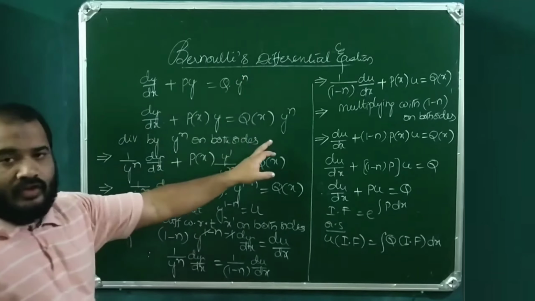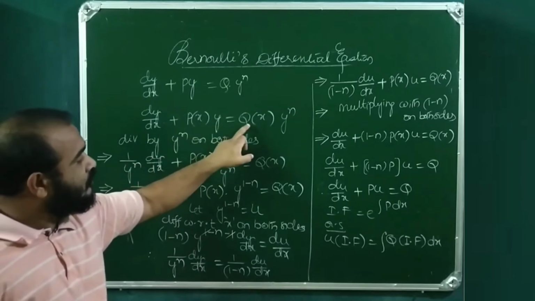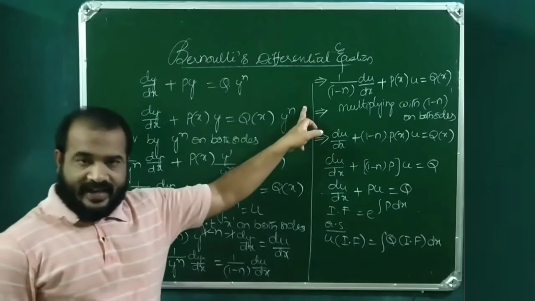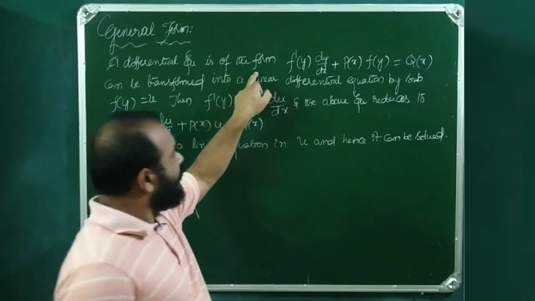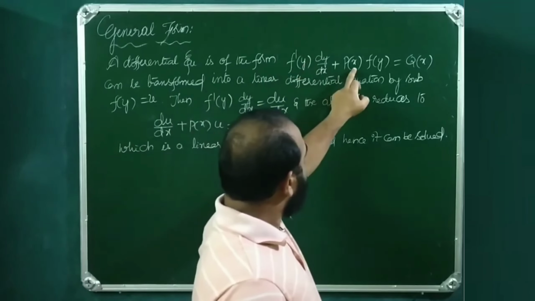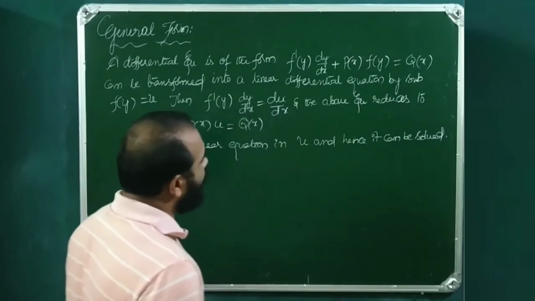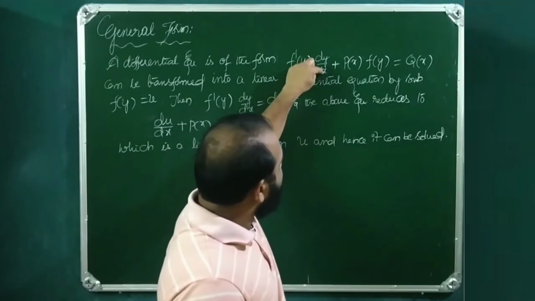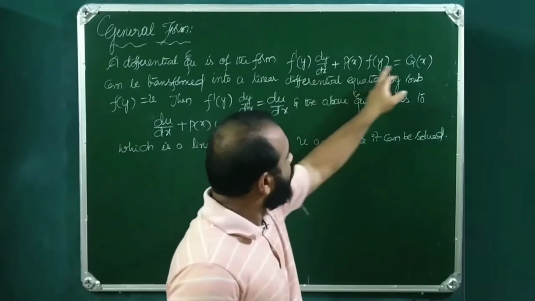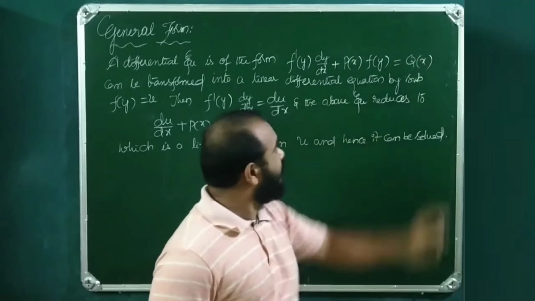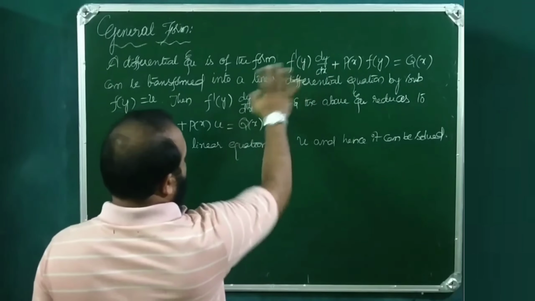It can also be in another form, which is dx/dy + Px = Q x^n. So this is the general form. A differential equation of the form f'(y) dy/dx + P(x) f(y) = Q(x). Here x is the independent variable, therefore P, Q are obviously continuous functions of x, that is P(x) and Q(x). Here dy/dx is associated with f'(y).